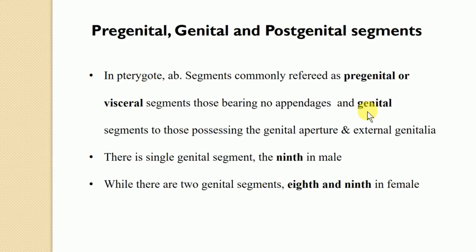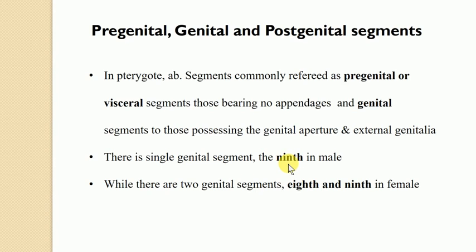And the second one is the genital segment. Genital segment in the sense that it contains a genital aperture, hence that region is referred to as the genital segment, possessing the genital aperture as well as the external genitalia. There is a single genital segment, which is the ninth segment, in the case of the male. The ninth abdominal segment has an aperture for the reproductive organs.